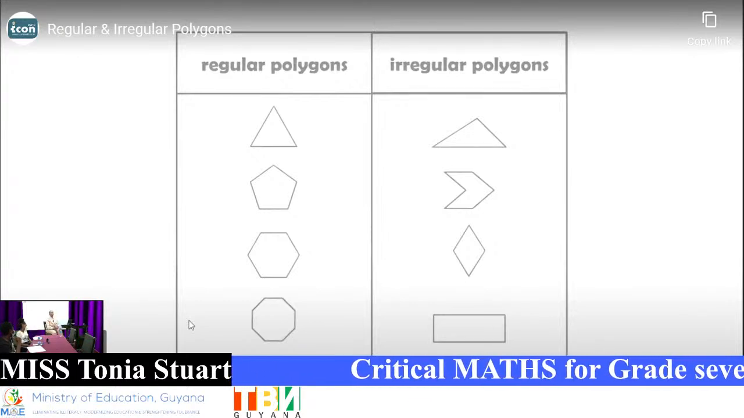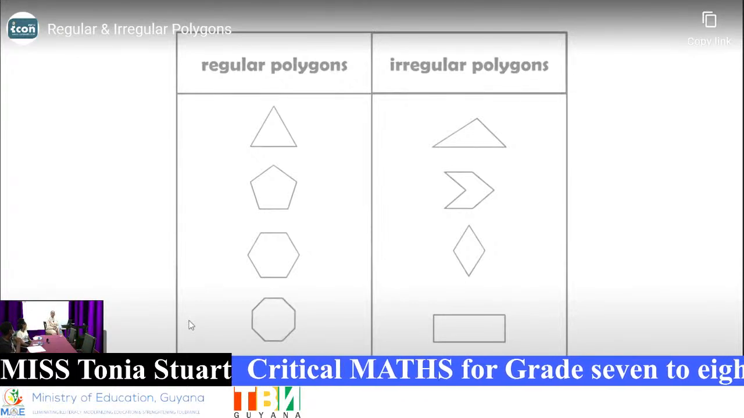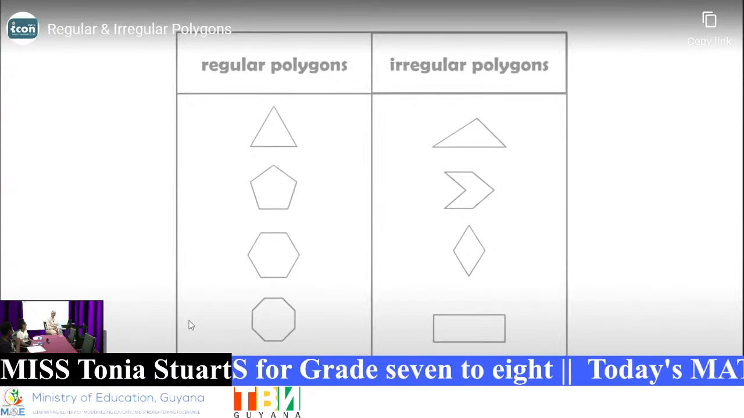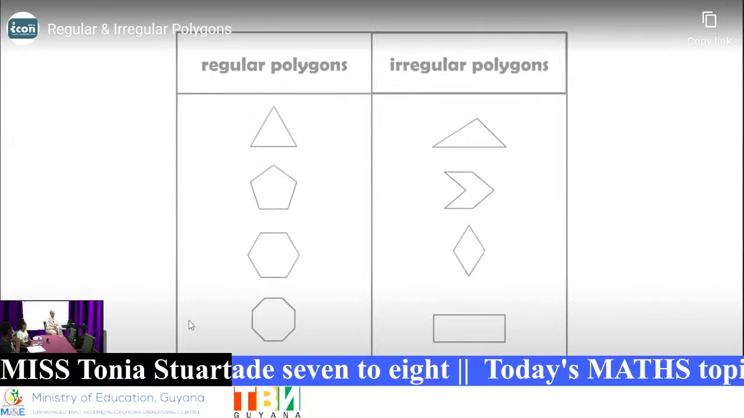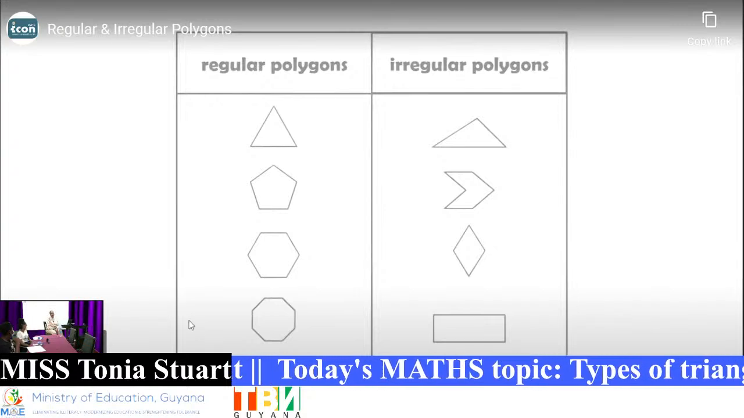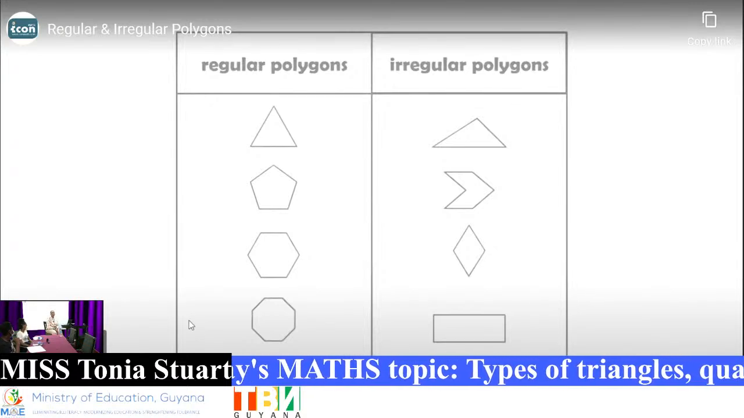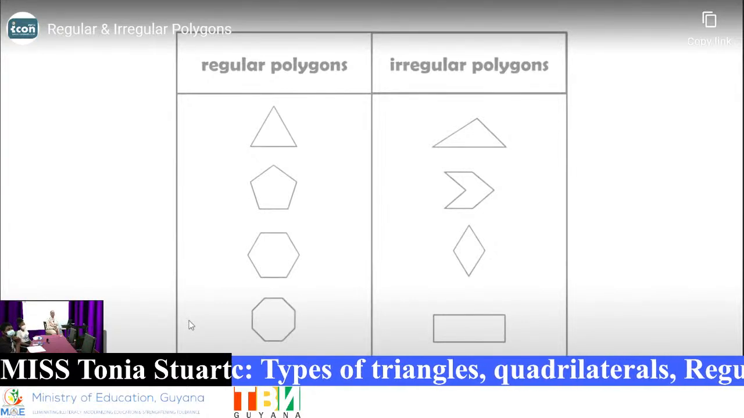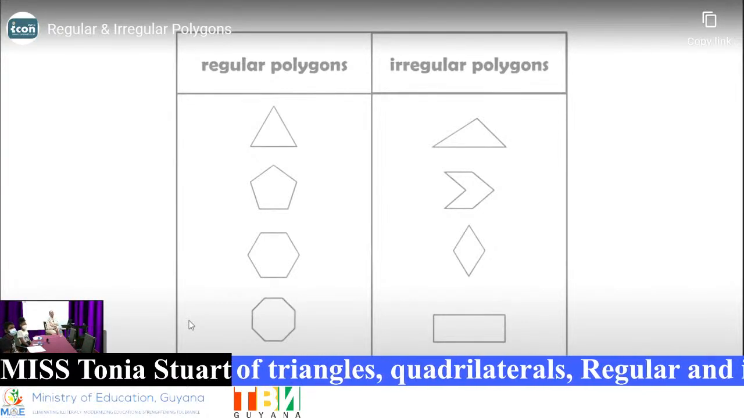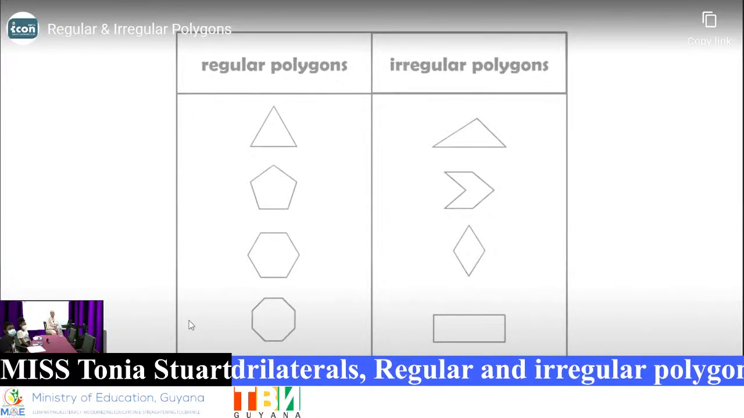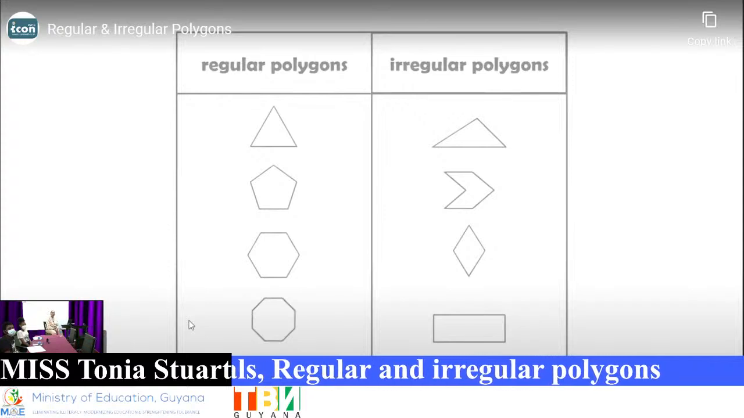Okay, so the sides are not equal, so the angles might not be equal. But could you recall that in one of the irregular polygons, the sides were equal, but the angles were not equal because of the shape of the polygon, right? So if you look at the second irregular polygon, all the sides would have been equal, but because of the shape and the angles formed, the angles were not equal to each other. So that is what made it an irregular polygon.